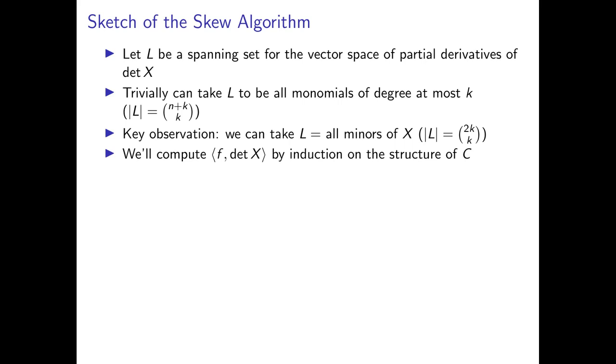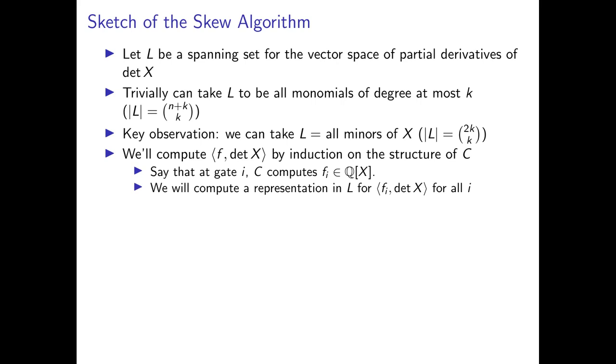So now what we'll do for our algorithm is we're going to compute the inner product inductively using the circuit C, starting from the input gates and working our way to the output gate. So suppose that at some gate i, the circuit C computes the polynomial, let's call it Fi. Then at gate i, what we want to compute is a linear combination of elements in L that is equal to the result of differentiating the determinant of x by Fi. And if we can do this, then note that at the output gate we will have computed the desired inner product. So at each gate we'll need to store a vector whose length is equal to the size of our spanning set if we do this.